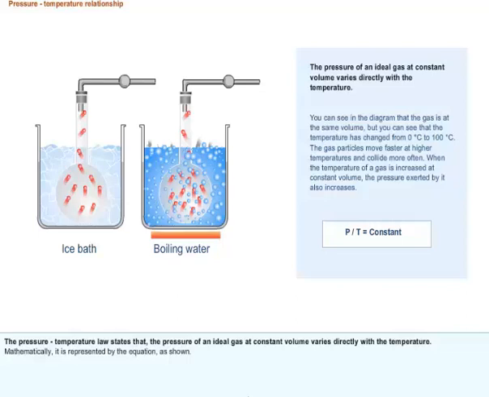The gas particles move faster at higher temperatures and collide more often. When the temperature of a gas is increased at constant volume, the pressure exerted by it increases. P divided by T is equal to a constant.